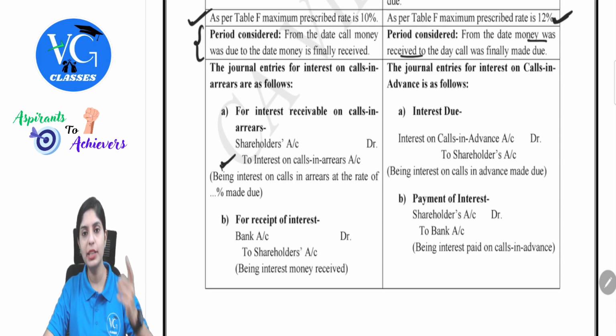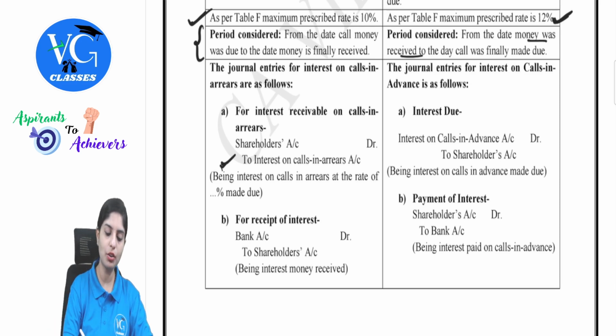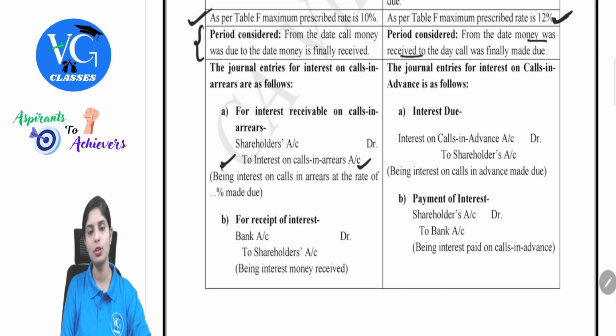Next, while we actually receive this, what is the entry? Bank account debit to shareholder's account. Interest on calls in arrears is a nominal account, so it will be transferred to profit and loss. Who should pay you? Shareholder. So the entry will be bank account debit to shareholder. Easy? Yes.